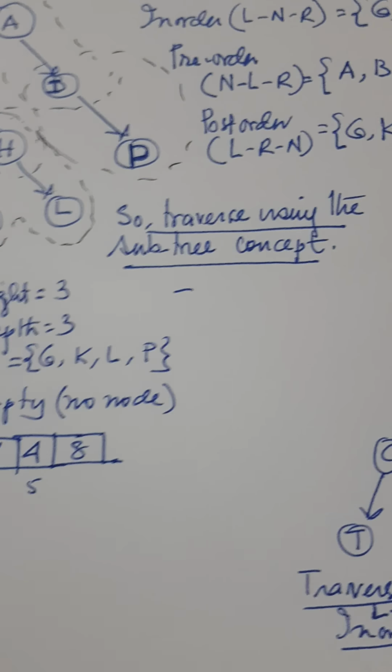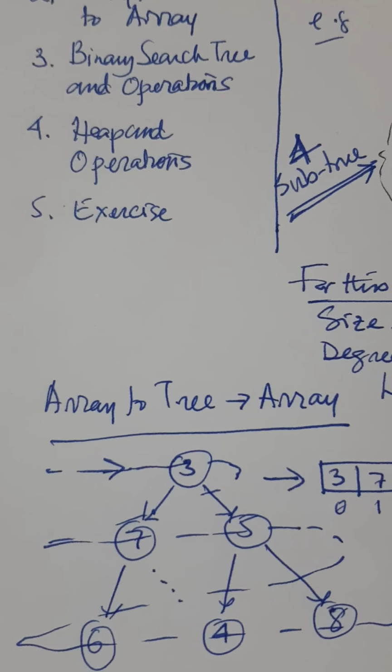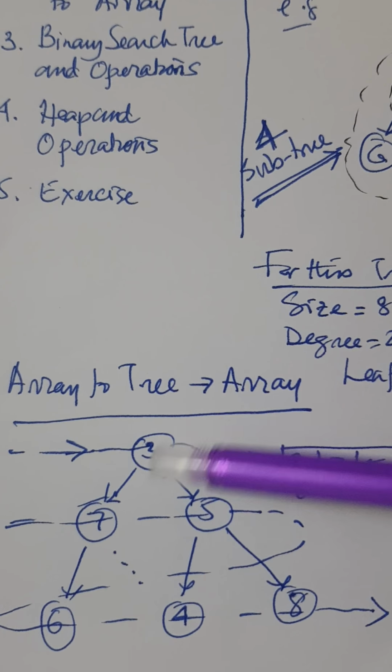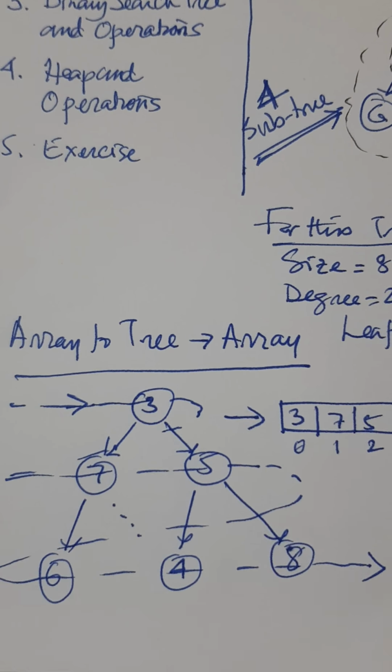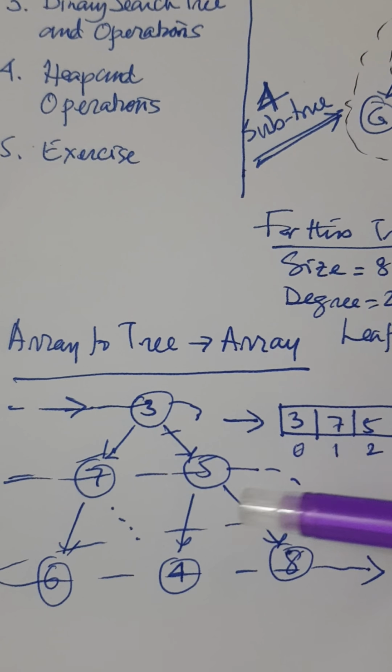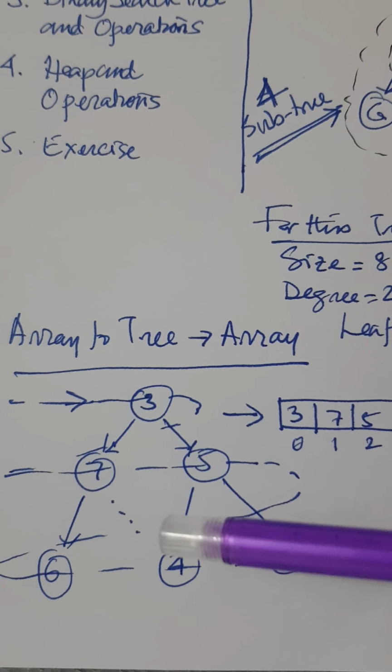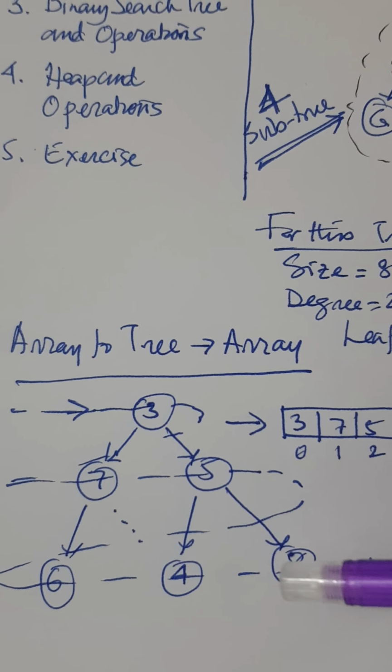All right, so I'll give you an exercise. Before that, let's talk about array to tree to array. This is an array. Consider this is a tree. We have 3, 7, 5, 6. Then there is one node which I missed out purposely. There is no node. Then we have 4 and 8.